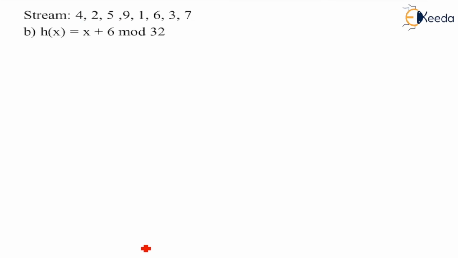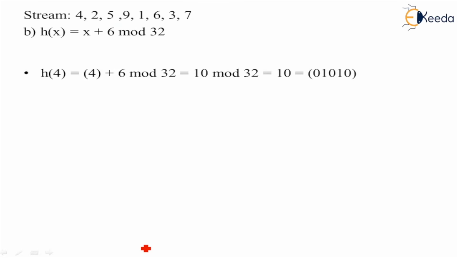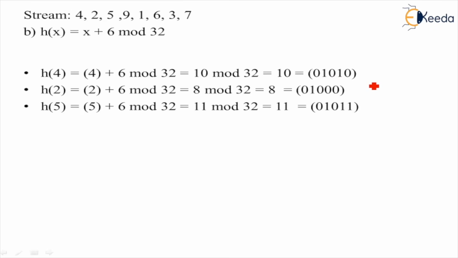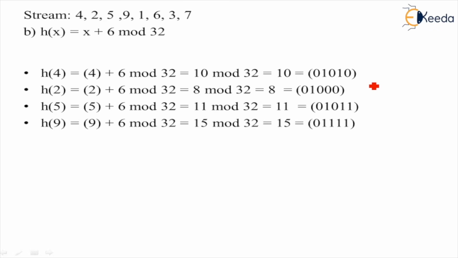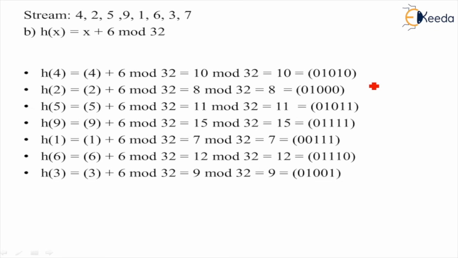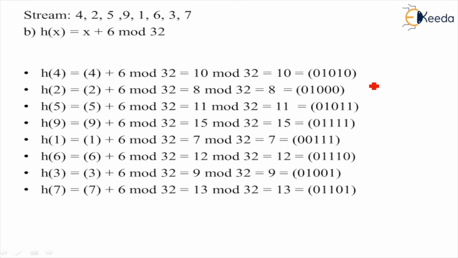For the second hash function, we use the same stream. 4 is used here, 4 plus 6 is 10, 10 mod 32. We get 10 as the final value and convert it to the binary equivalent. Similarly, we find for 2 the value 8, for 5 the value 11, for 9 we get 15, for 1 we get 7, for 6 we get 12, for 3 we get 9, and for 7 we get 13, and we convert into binary equivalents.